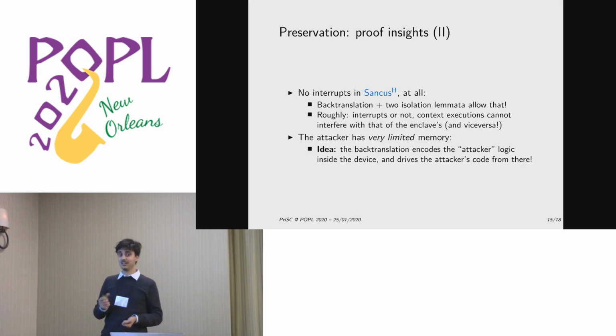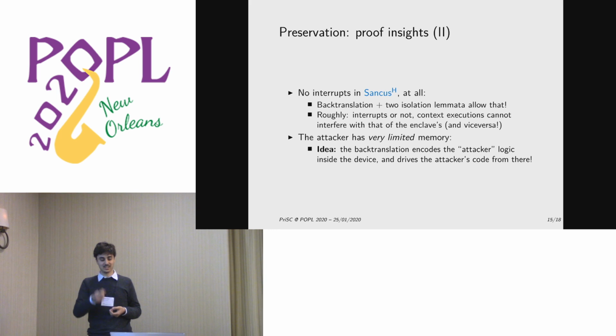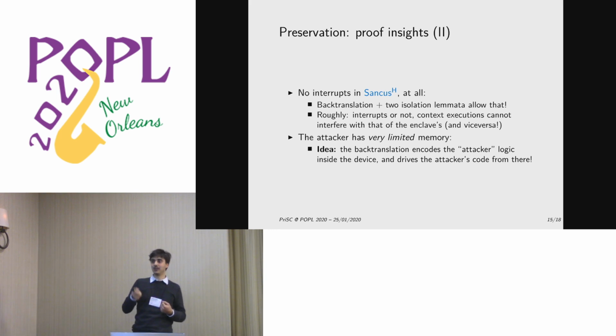And the other nice bit of the proof is that the attacker is actually very limited in terms of the quantity of memory it can take. So the idea was to back translate the trace by using the I/O device to drive the attacker. So the attacker's code is like 25 bytes, fixed size.